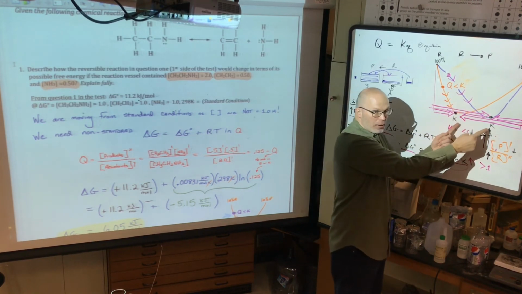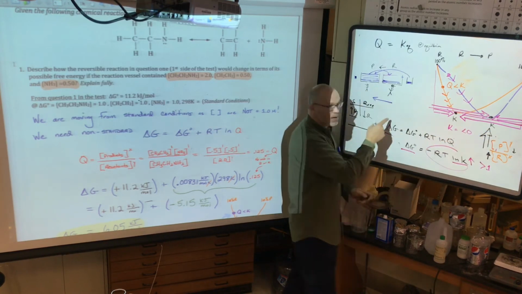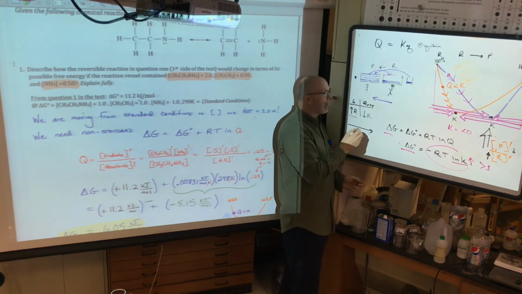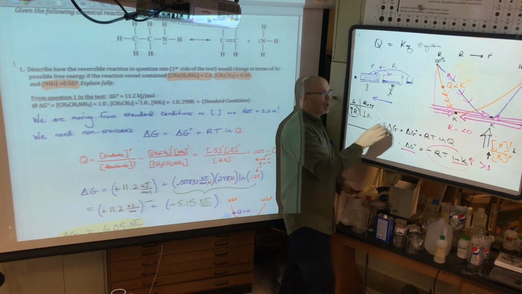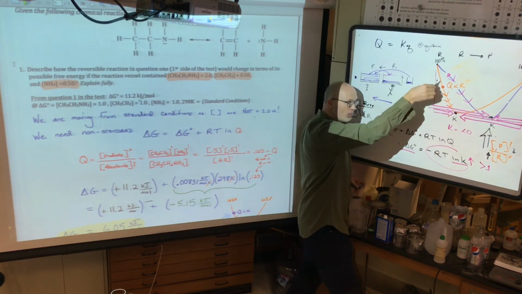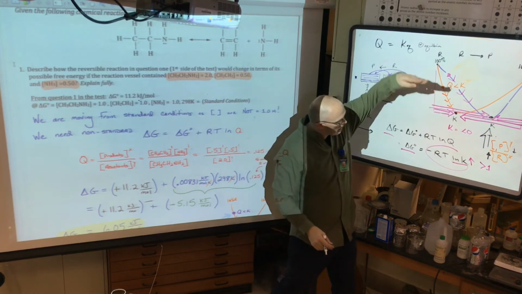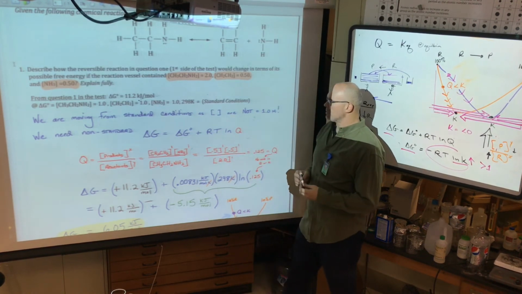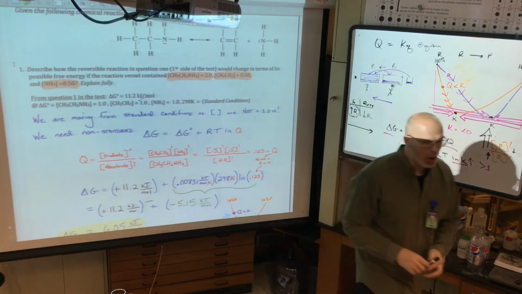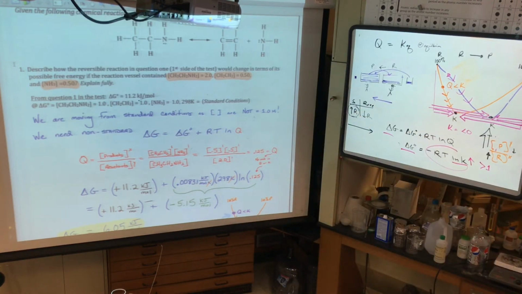Careful though, the position of K might make it harder to be in that position, but nevertheless, if you increase this enough, you will be less than K, and you'll move toward the forward direction, and you'll have a what? An arrow going forward. Be more spontaneous. Many ways to say that. I'm hoping that you understand that.